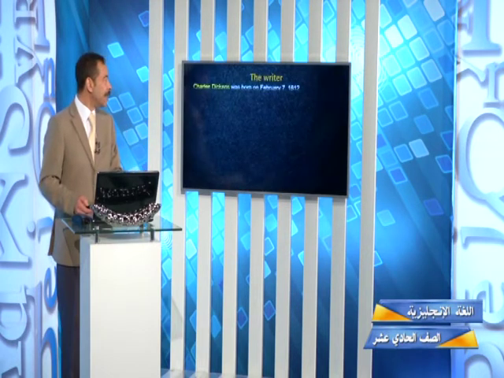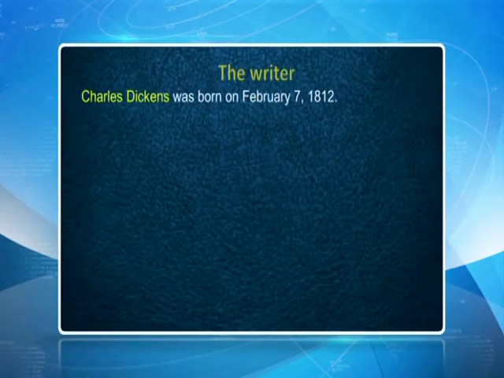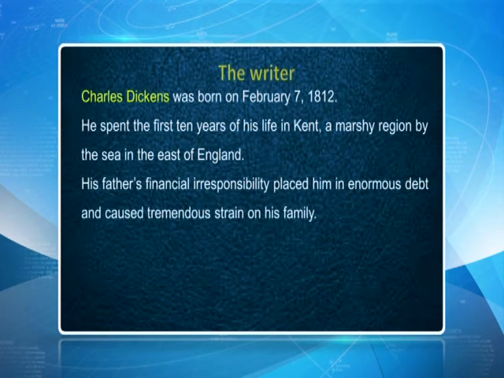Now, the writer is Charles Dickens, who was born in 1812, so it is in the 19th century. And he spent the first 10 years of his life in Kent, a marshy region by the sea in the east of England. So he lived in an open area near the east of England, and this will be reflected in his story. And his father's financial irresponsibility placed him in enormous debt and caused tremendous strain on his family.